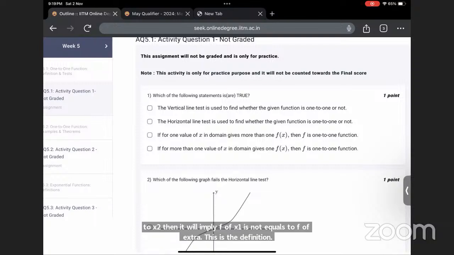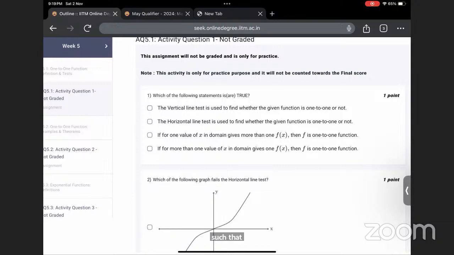But if f of x1 is not equals to f of x2, it will not imply that. I mean, the function may not be any 1, 1 function. So you can take any quadratic function and you can check the quadratic function will satisfy this condition. But we know that quadratic functions are parabola, right? So it will always fail the horizontal line test. So quadratic functions are never 1, 1, right?